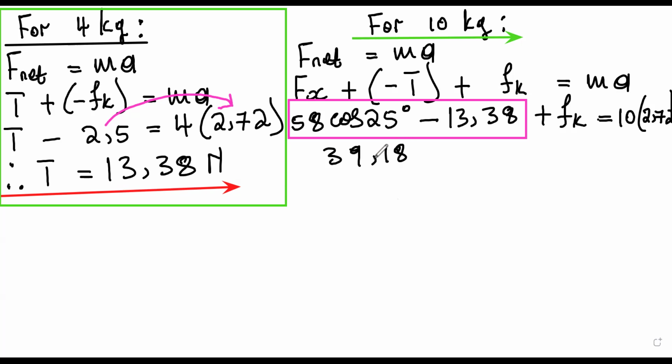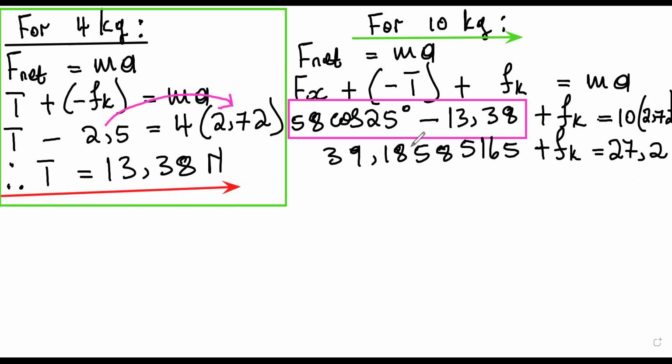So please don't round this off. Just write it in full, 39.18585165, so that it doesn't affect your final answer, right? And then you come back and say you have 10 times 2.72. And when you do, you get 27.2.